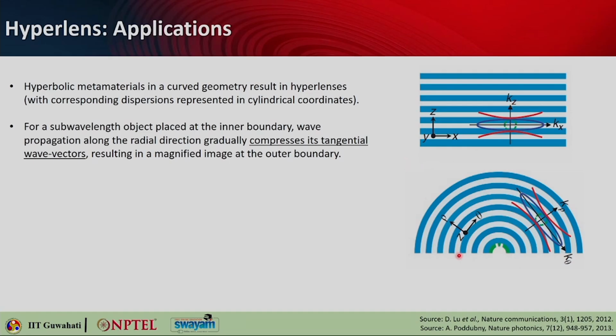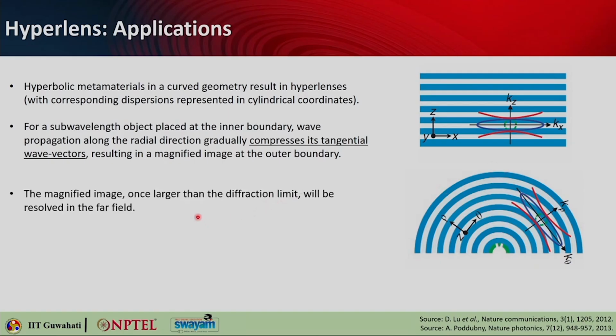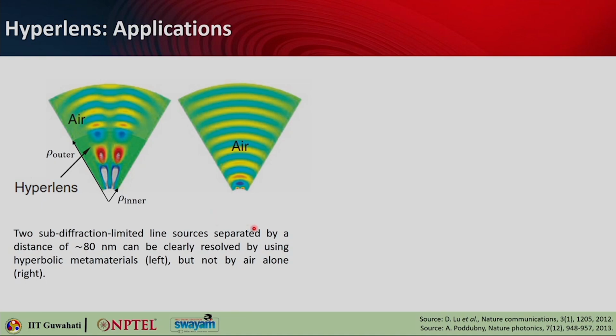Now, for a sub-wavelength object placed at the inner boundary, waves propagate along the radial direction. When they propagate along the radial direction, they gradually compress their tangential wave vectors, and that is how they give you magnified images at the outer boundary, because they go radially outward. Once that magnified image is larger than the diffraction limit, it can be easily resolved using the far field. So, here is an example of such a hyperlens in application.